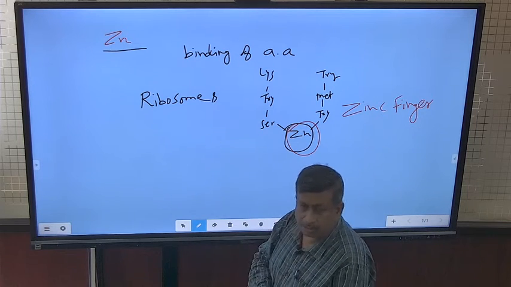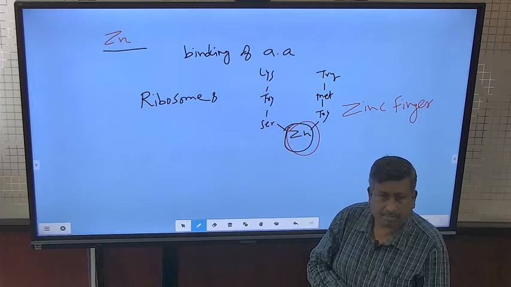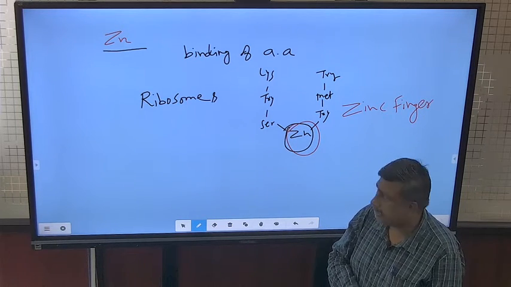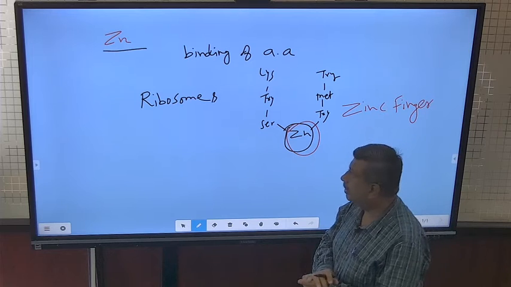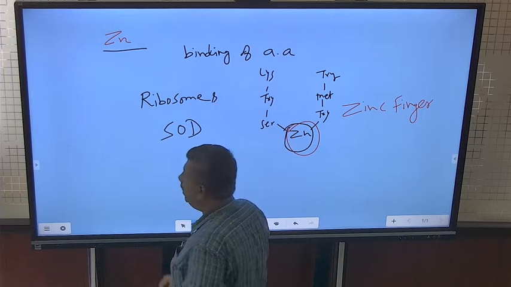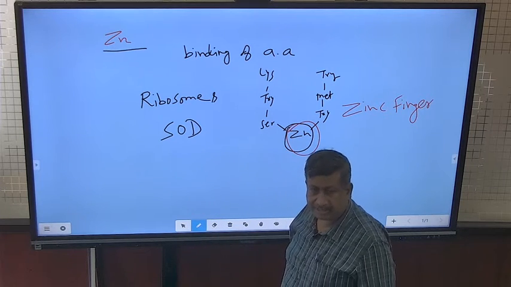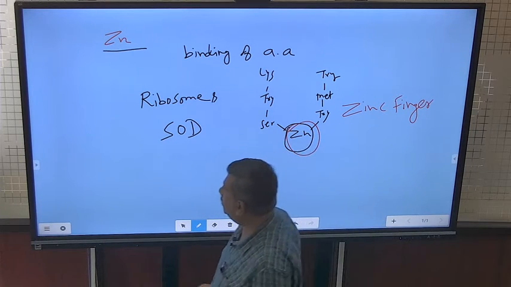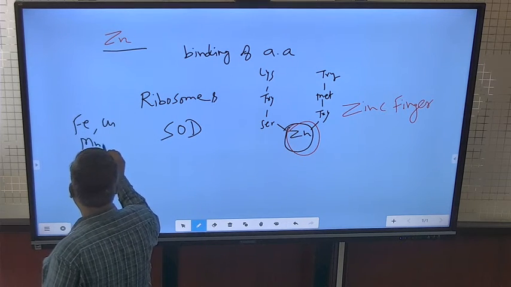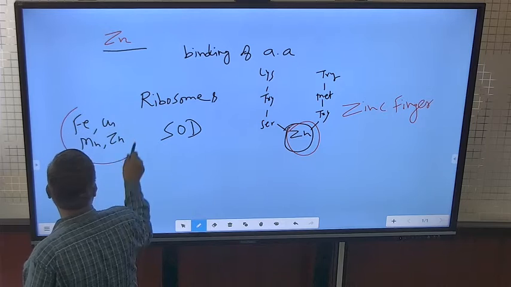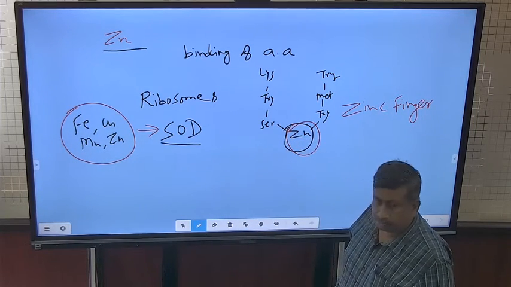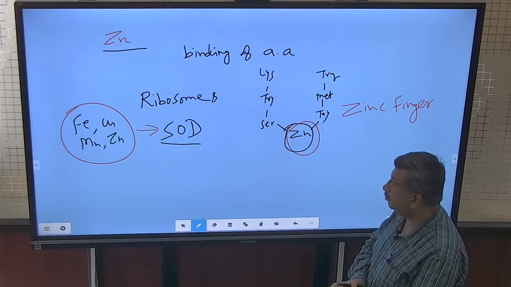Then this zinc also activates or is required for many enzymes like alcohol dehydrogenase. Many enzymes are activated by this zinc, and zinc is also involved in production of SOD, superoxide dismutase. If we look at the function of Fe, Cu, Mn, Zn, all these are involved in production of this SOD, superoxide dismutase.